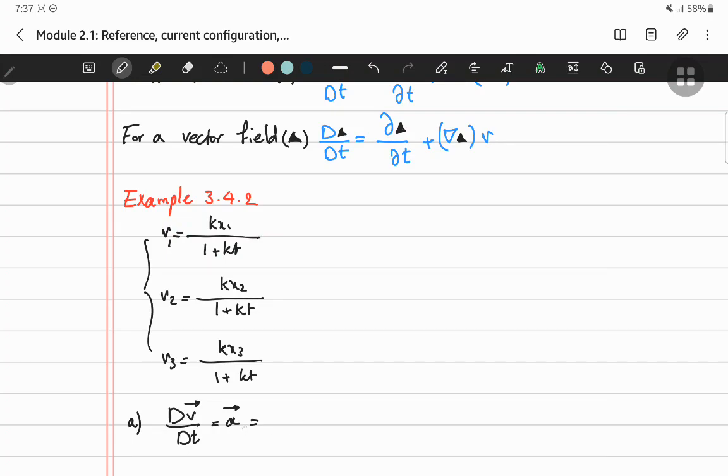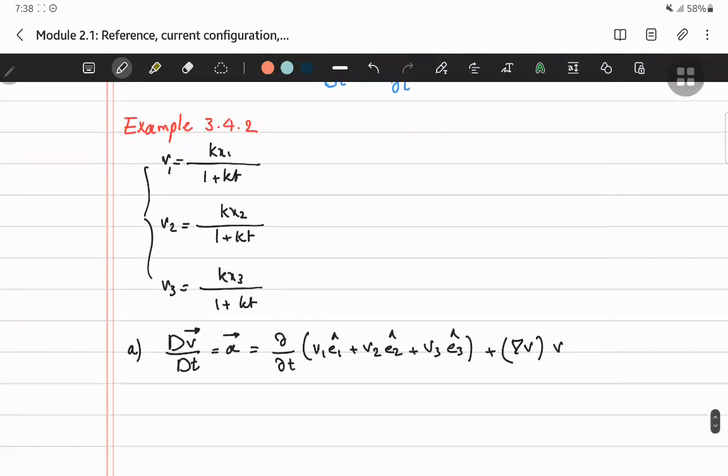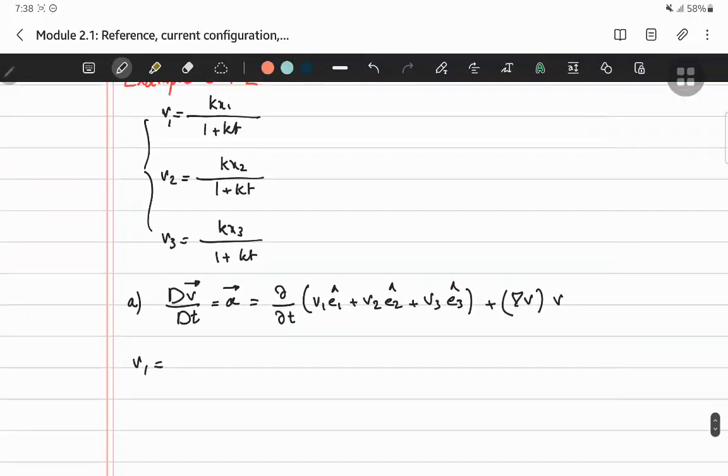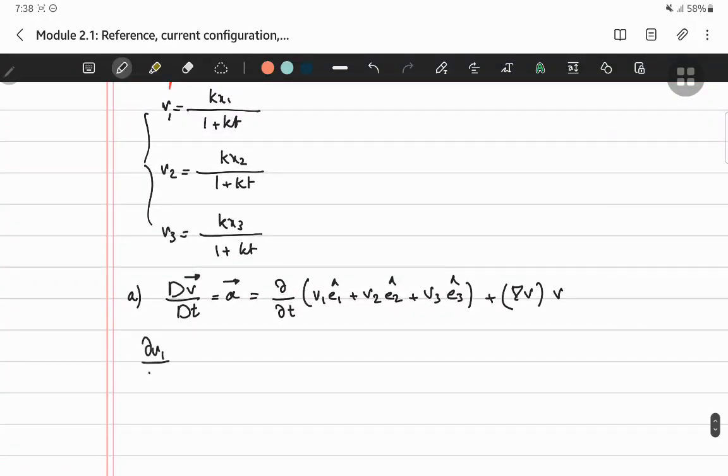So let's say we have A, which is the partial derivative of v1 e1 plus v2 e2 plus v3 e3, plus the gradient of v times v, right? All right. So I'm calculating the first one, the partial derivative of v1 with respect to t.